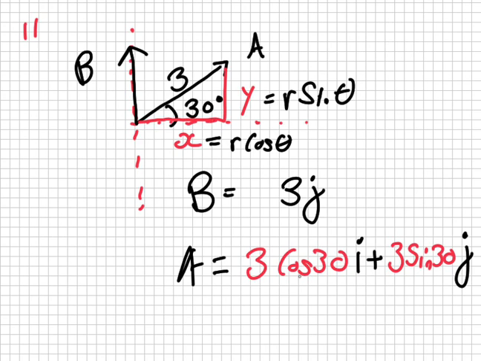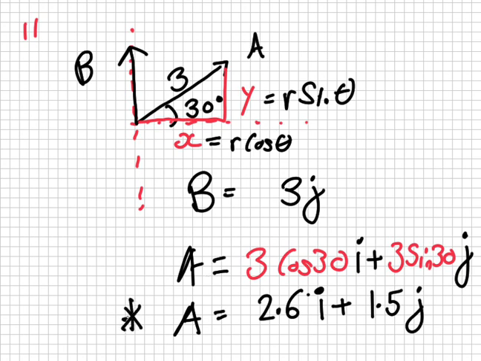Okay. Cos 30 is root 3 over 2. Can someone give this to me as a decimal? What is it? 2.6i. Okay, and then the other one? 1.5j. Yeah, it's a half of 3. So there's A, there's B.